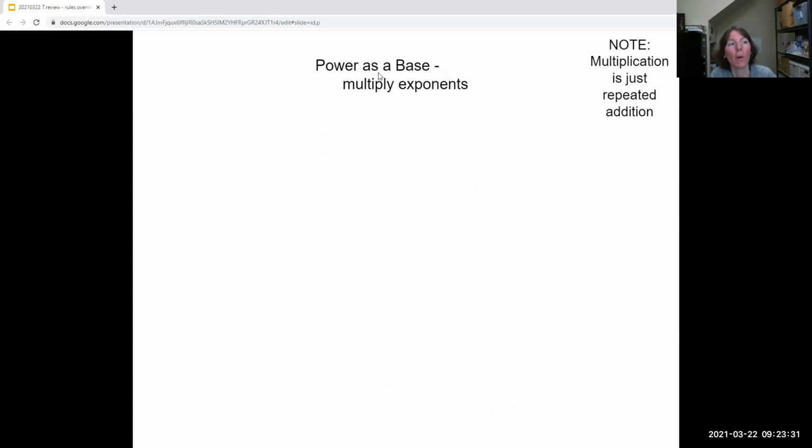Okay, a power as a base. In this case, you multiply exponents. So our rule was this: if I have x to some exponent a, and I apply the exponent b to this entire base, then it's equal to x to the a times b.